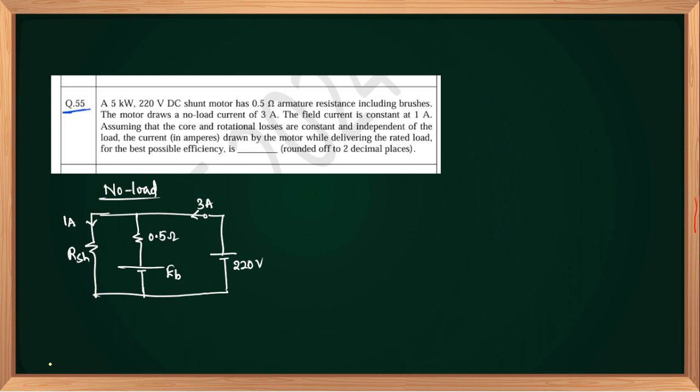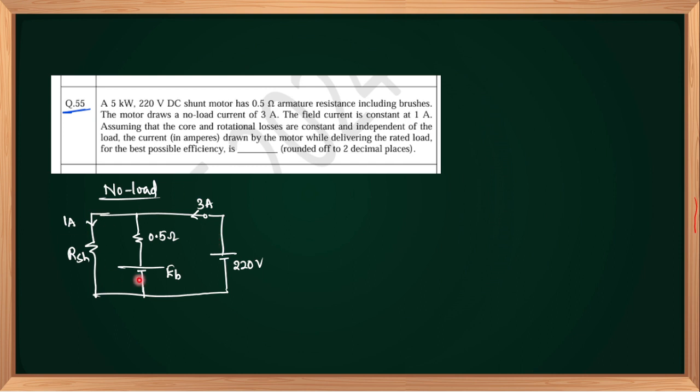Now if you look at this one, a 5 kilowatts 220 volts DC shunt motor has 0.5 ohms armature resistance including brushes. The motor draws a no load current of 3 amperes. The field current is constant at 1 ampere. Assuming the core and rotational losses are constant and independent of the load, find the current drawn by the motor while delivering the rated load for the best possible efficiency.